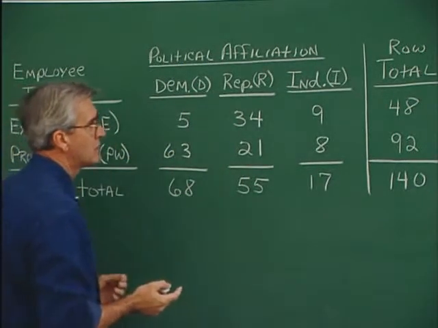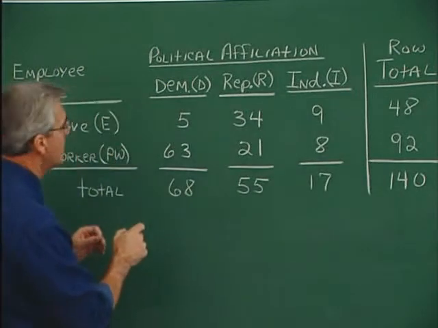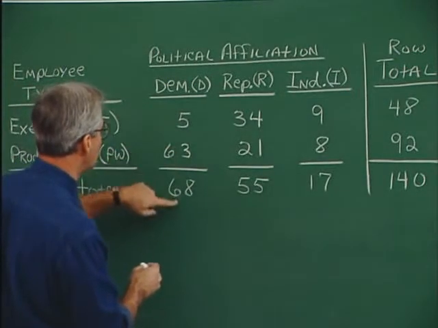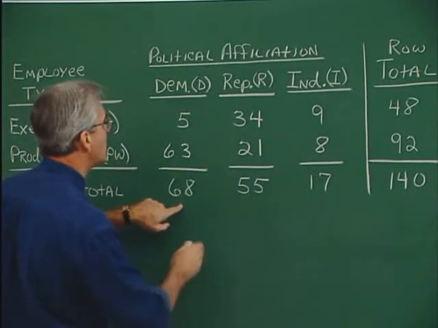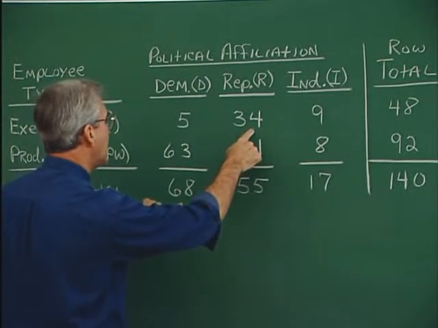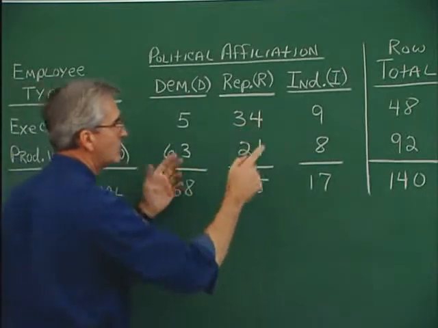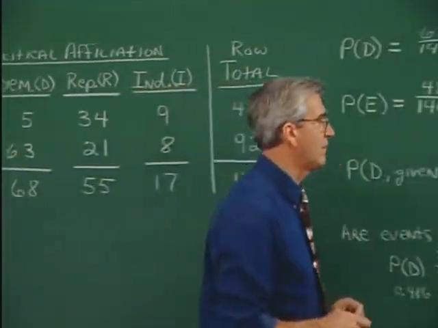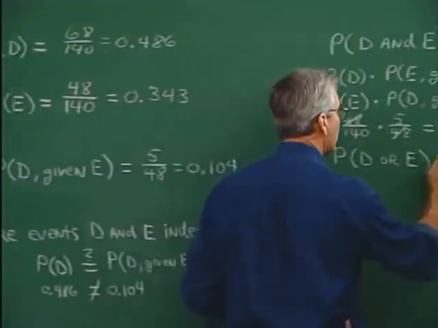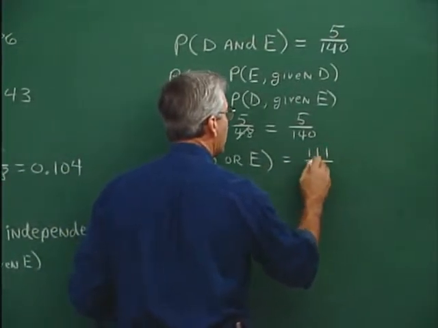The other way is to use the formula, and I didn't bother to add them. Let me add them. Let's see. This would be 68, 34. That's 90. That's 102, and 9. That's 111. So it should be 111. Intuitively, we're finding that it's 111 out of the 140. So let me just write that down.